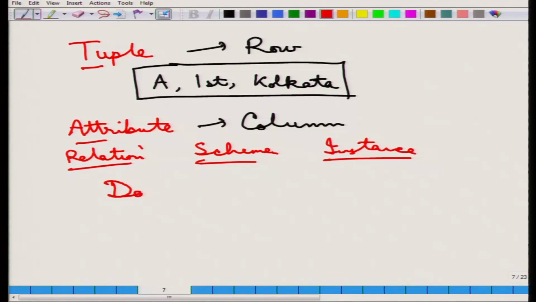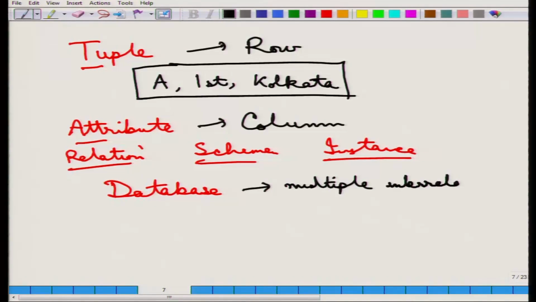So, a relational database, we are going to define this. It consists of multiple interrelated relations. So, a database is a collection of multiple interrelated relations. Each relation of course stores a particular relationship, and between two or more relations there is a connection, and that connection is also part of the database description. So, the database is not just the collection of the relations, but also the connections between the relations. That is very important.